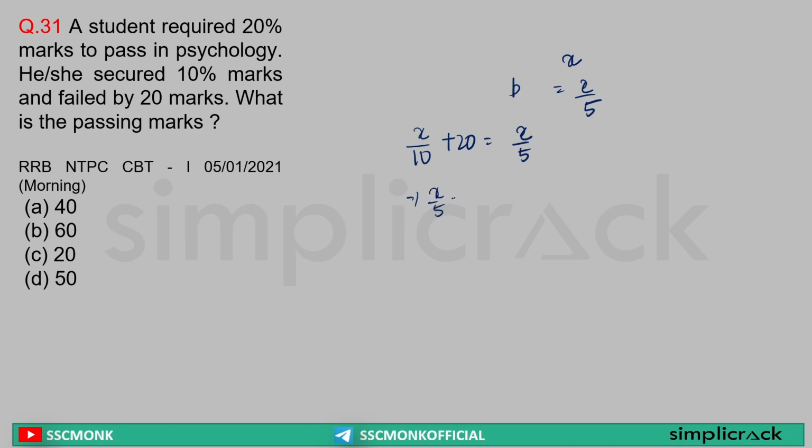So X by 5 minus X by 10 is equal to 20, or I can write, sir, X by 10 is equal to 20. So the total mark is equal to X is 20 into 10, that is 200. But it is asking about what? It is asking about the passing mark. What is the passing mark? 20%. So 20% of this is equal to 1 by 5 of this, that is equal to 40. So answer is option A. Clear?